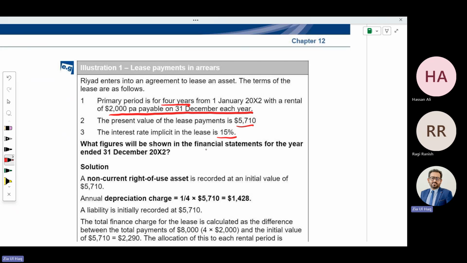What figure will be shown in the financial statements for the year ended 31st December 20x2? The lease starts from 1st January 20x2. You need to calculate what will be the amount of the asset at year end, what will be the non-current liability, what will be the current liability at year end, what will be the interest that will be charged to profit and loss account, and what will be the depreciation that will be charged to profit and loss account.